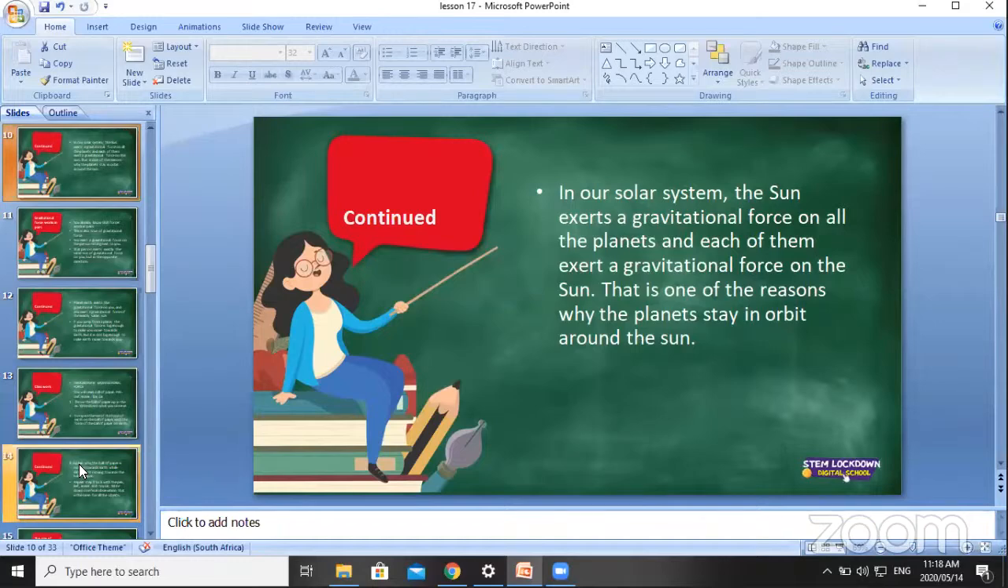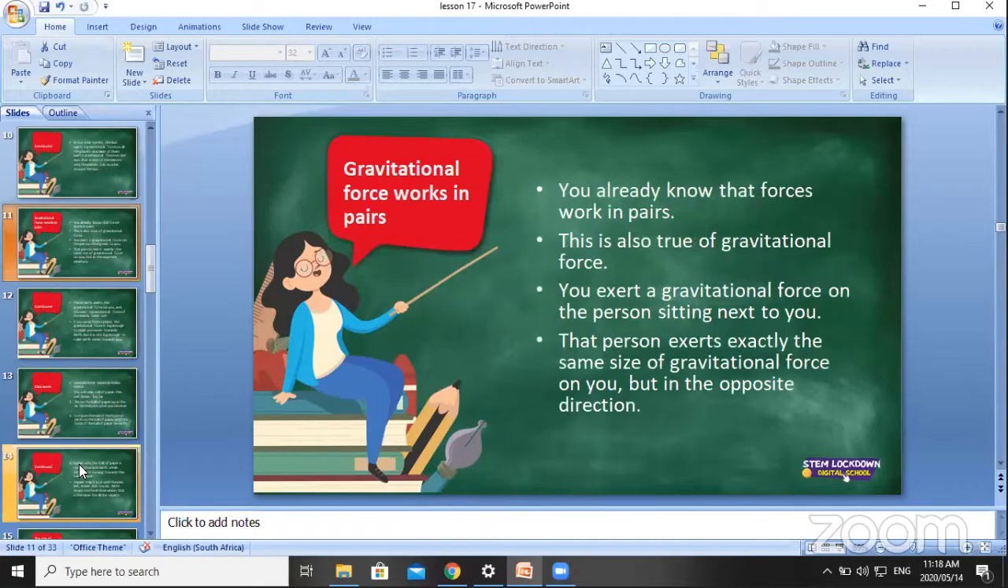So that means all the planets are also doing the very same thing. So the balanced forces, remember grade 9, you do not see any difference. So gravitational force works in pairs, grade 9. They work in pairs. That's why you exert a force and it also exerts a force back at you. You already know that forces work in pairs, and this is also true of gravitational force.